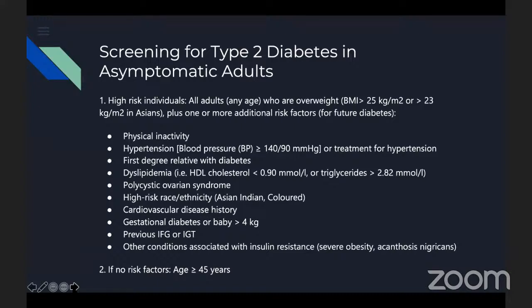Again, if you pick up from a good history, you can detect that some patients have a history of physical inactivity. As mentioned, type 2 diabetics are mostly accompanied by a host of other comorbidities, so it's good to be aware of that, especially with patients who are known hypertensives, known with PCOS, or known with dyslipidemia. From history taking, you can detect if patients have relatives, especially first-degree relatives, with diabetes or cardiovascular disease, those with gestational diabetes or macrosomic babies, previous IFG and IGT as mentioned earlier, and any conditions associated with insulin resistance, like severe obesity and acanthosis nigricans.